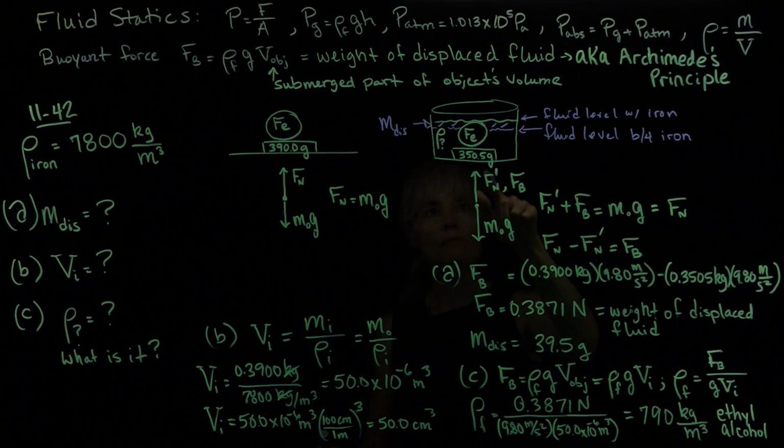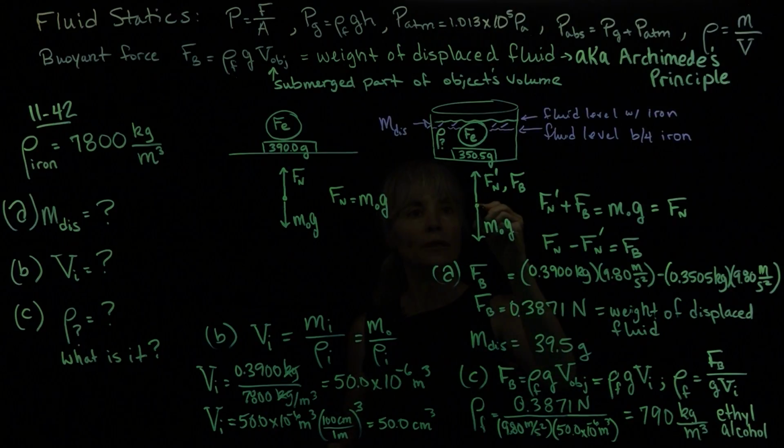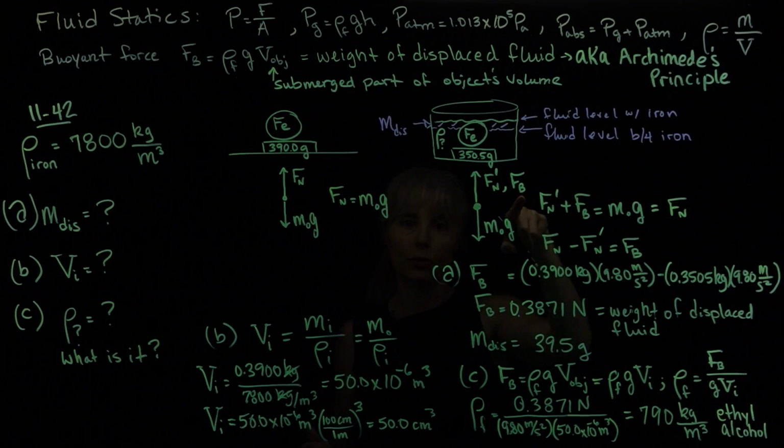Now we have the object that is in a fluid, so we still have the same force of gravity down on the object. The Earth is still pulling on all the molecules that make up the iron. But we now have two forces upward. We have the support force being supplied by the scale, and we also have the buoyant force supplied by the fluid that the iron is submerged in, and that fluid has a density that we don't know yet.